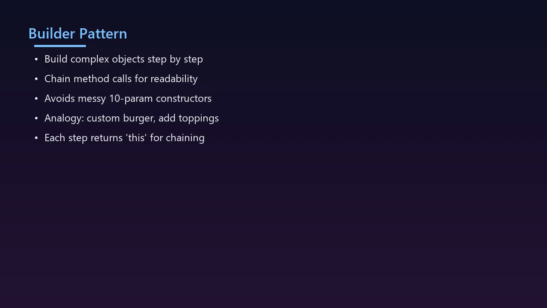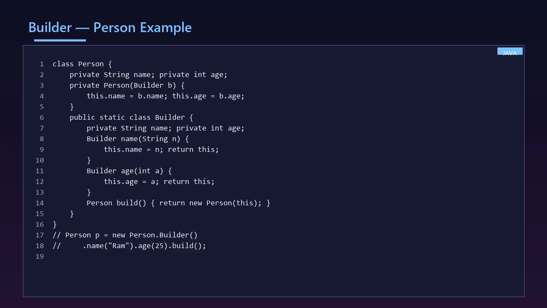Clean and readable. Here's the builder in action. Person has a private constructor, you can't create it directly. Instead, you use the inner builder class. Call name, pass a value. Call age, pass a value. Each method returns this, the builder itself, so you can chain them.